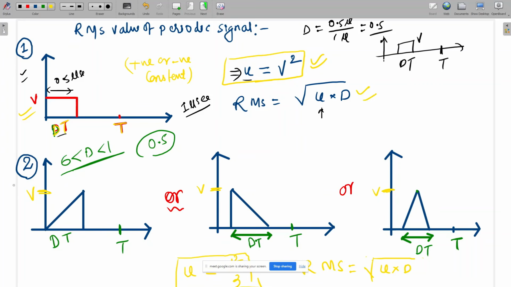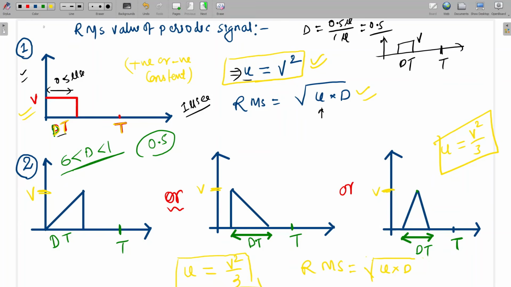For triangles also, I have written different kinds of triangles here. For all kinds of triangle, if it is available for D duty time, what will be the u for this kind of function? U will be V square by 3. For this kind of function, u is equal to V square by 3.